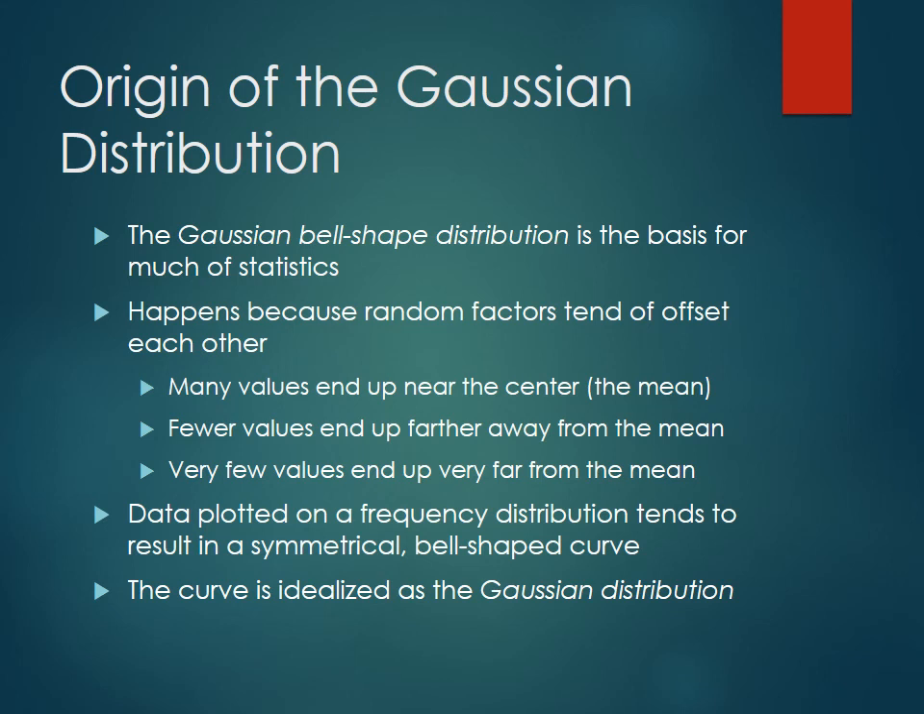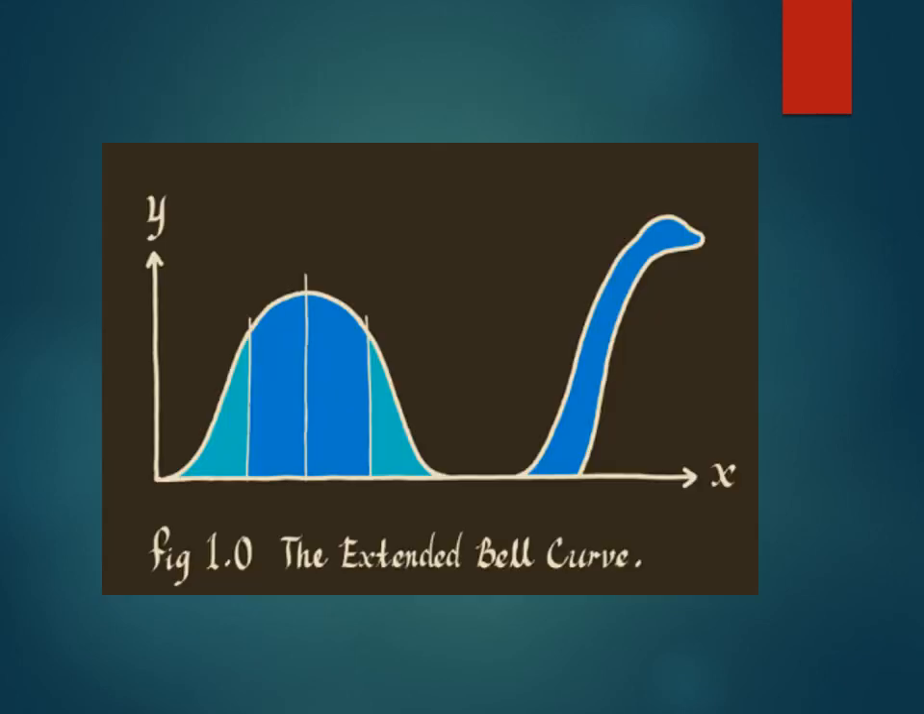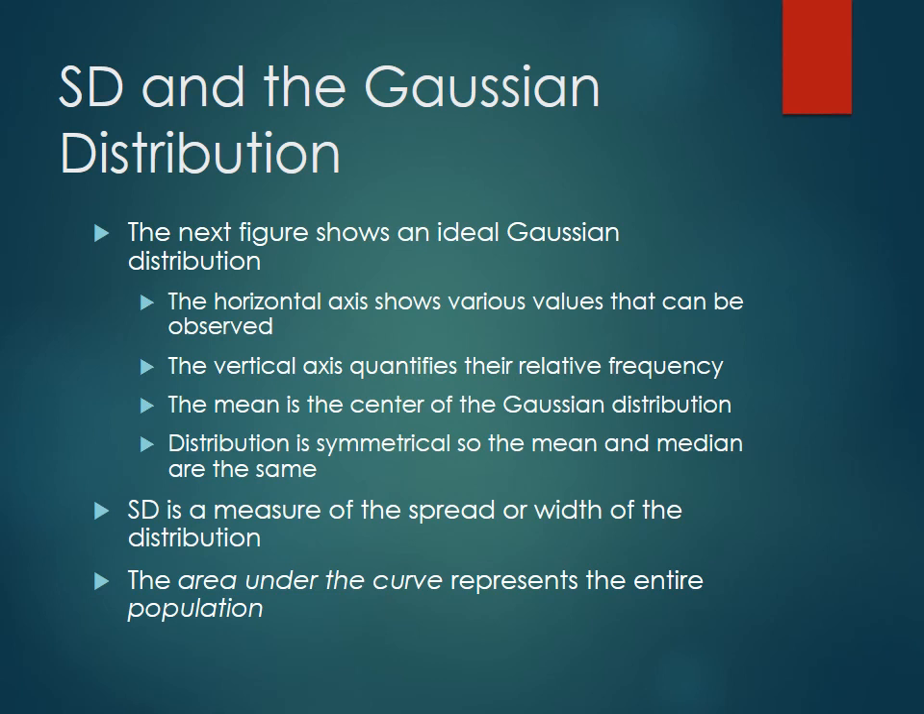Again, normal distribution, Gaussian distribution, this is an assumption we're making, and like all assumptions, most of the time it's not going to be 100% true. I'll talk about the importance of that in a little bit. Here's the extended bell curve, if you're ever curious what was on the other side of that. Okay, so the next figure is going to show the ideal Gaussian distribution.